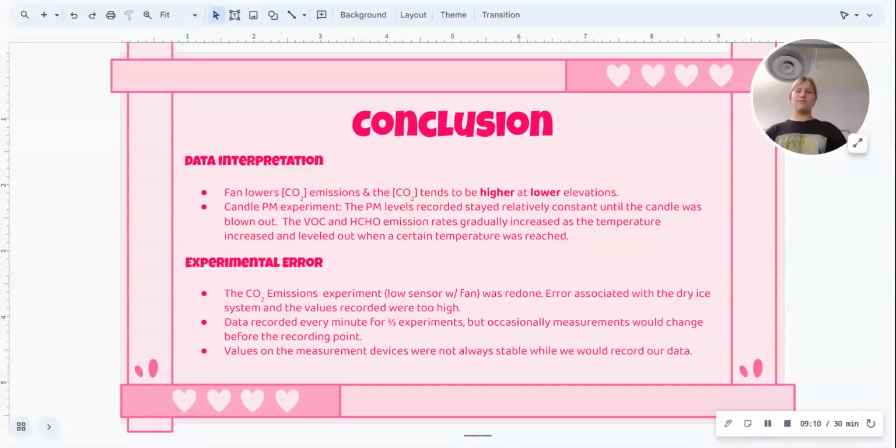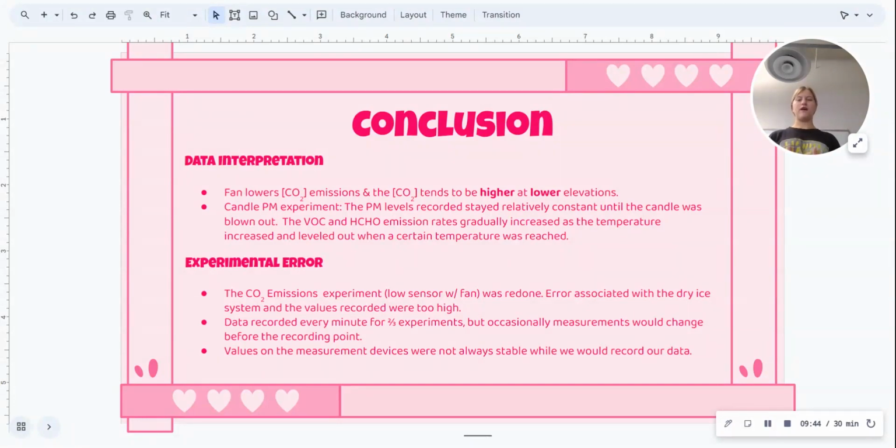All right, and finally, some data interpretation summarizations that we came to was that we noticed when there was a fan, the concentration of CO2 was lowered, and the CO2 concentration tended to be higher at lower elevations. This is most likely due to its weight, and the gas tends to sink instead of rise. For the candle experiment, we found that the PM levels recorded stayed relatively constant until the candle was blown out. VOC and HCHO emission rates gradually increased as the temperature increased, which makes sense, and it leveled out at a certain temperature which was probably its max temperature.